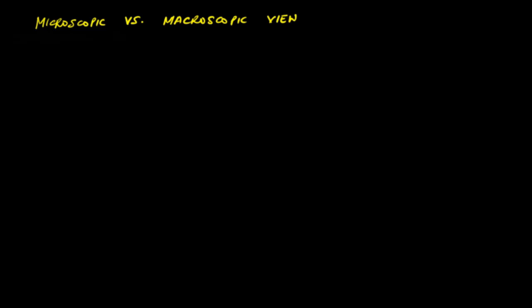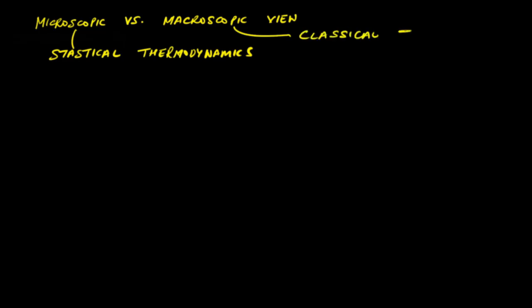In this lecture, we are going to discuss the microscopic and the macroscopic views of doing thermodynamics. So there are two different approaches to thermodynamics. One comes from the microscopic approach, and this approach is called statistical thermodynamics, while the other one comes from a macroscopic approach, and that is called classical thermodynamics.